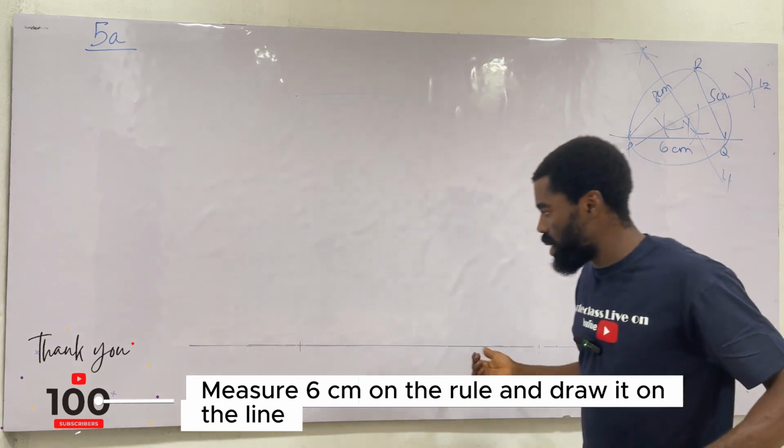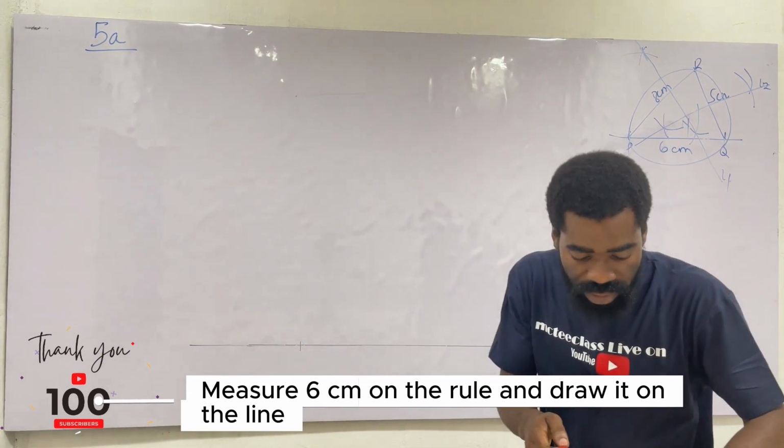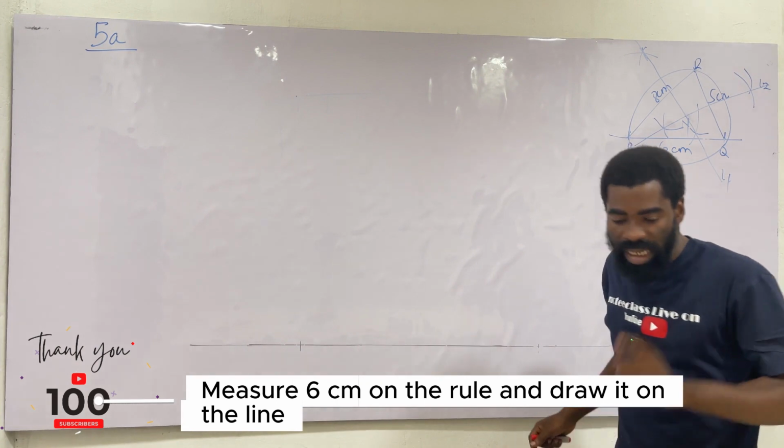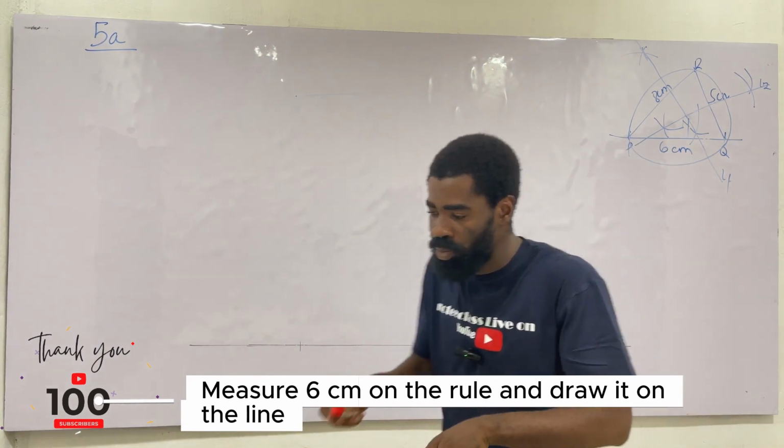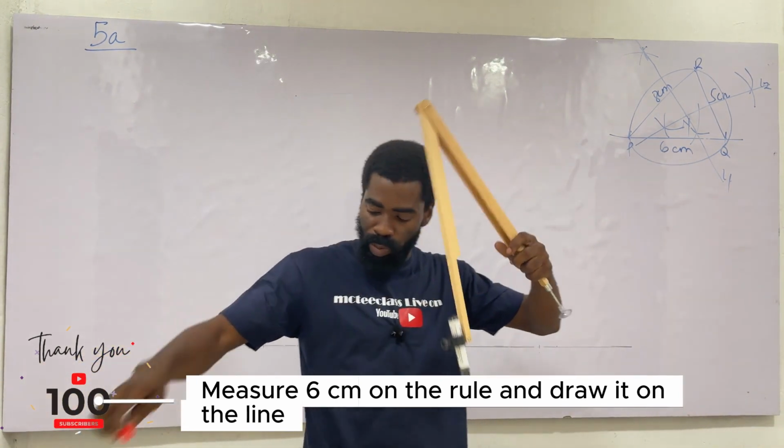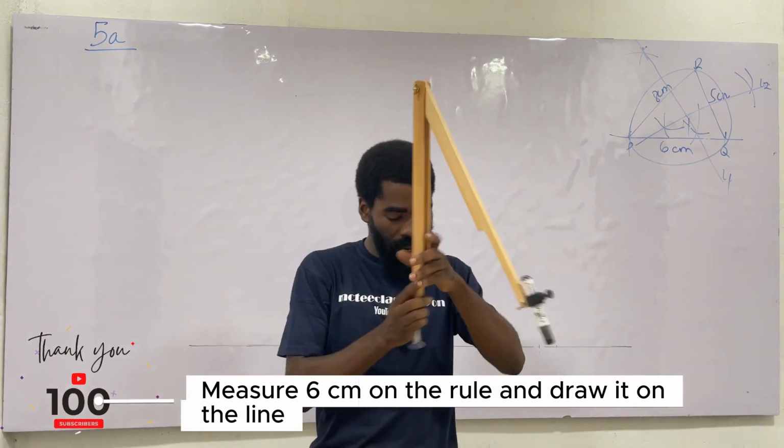So what I did here, I can do it. But this time when I do this, I'm going to say PR instead of what? Instead of PQ. But let's do PR. So once again, let's give an opportunity for us to measure 6 again. So now let's measure.